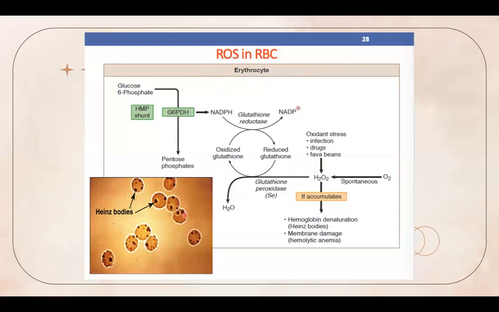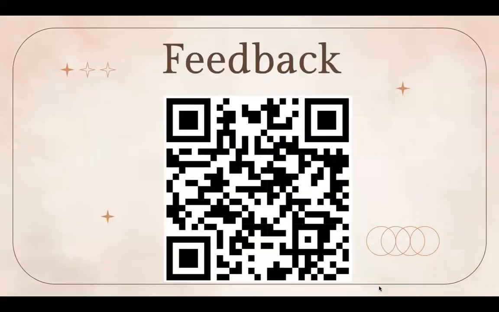So we have the formation of Heinz bodies, which are basically aggregates of hemoglobin, because this H2O2 will cause hemoglobin denaturation and membrane damage. And when hemoglobin denatures, it forms these collections, also known as Heinz bodies. So this is a classic image of someone with G6PD deficiency. And with that, we are done.